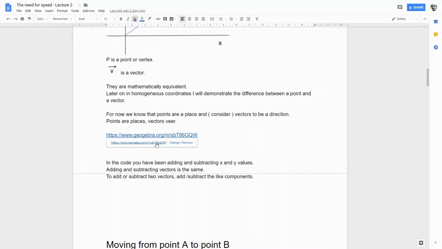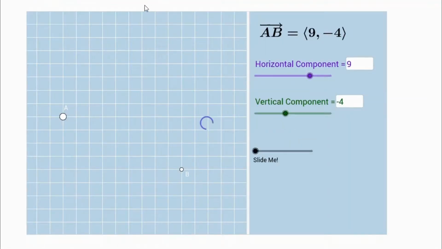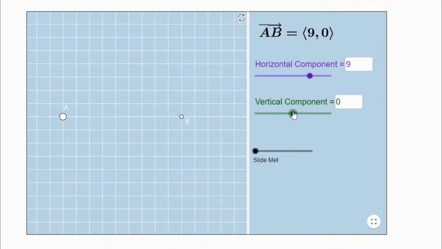If we have a quick look at this link, we can see that what we have here is two points in space, and a vector that goes between them. So we have a vertical component, which we usually label the y component, and we have a horizontal component, which we usually label the x component. So you can see we have A and B. Point A to point B is a vector, and it is made up of 2 scalar values. The 7 is the x value and the 4 is the y value. So there is 7 units between A and B on the x, and there's 4 units between A and B on the y.